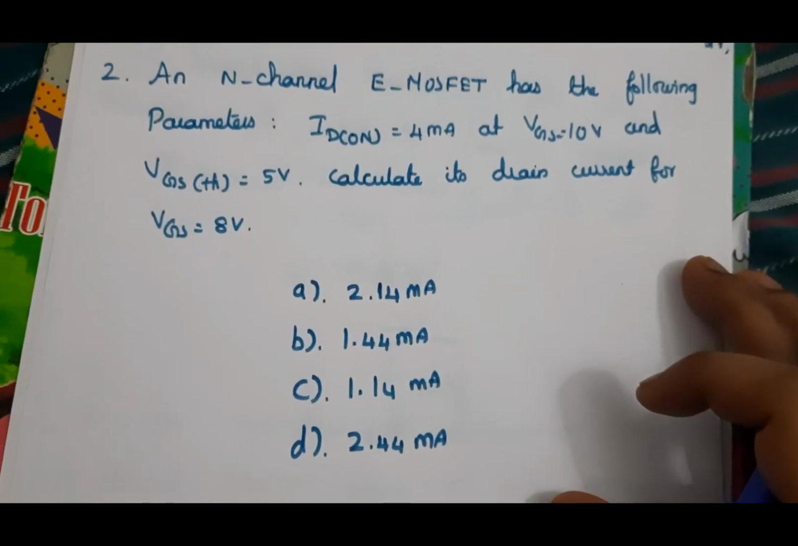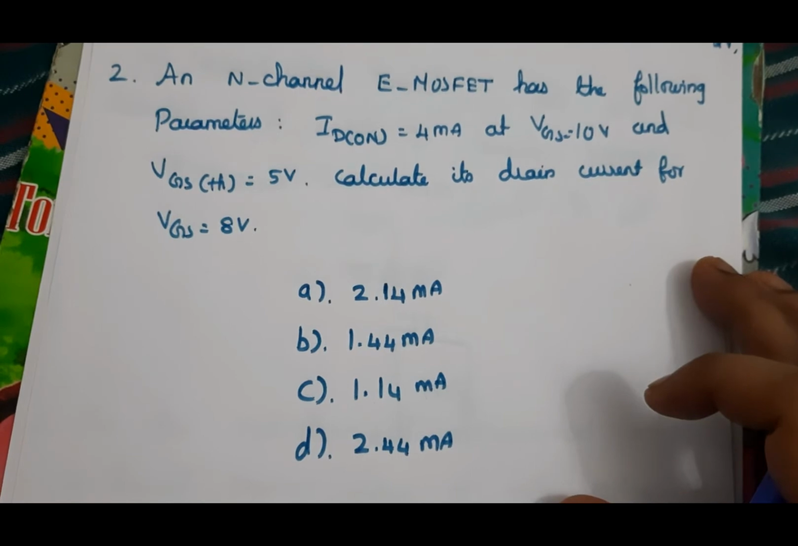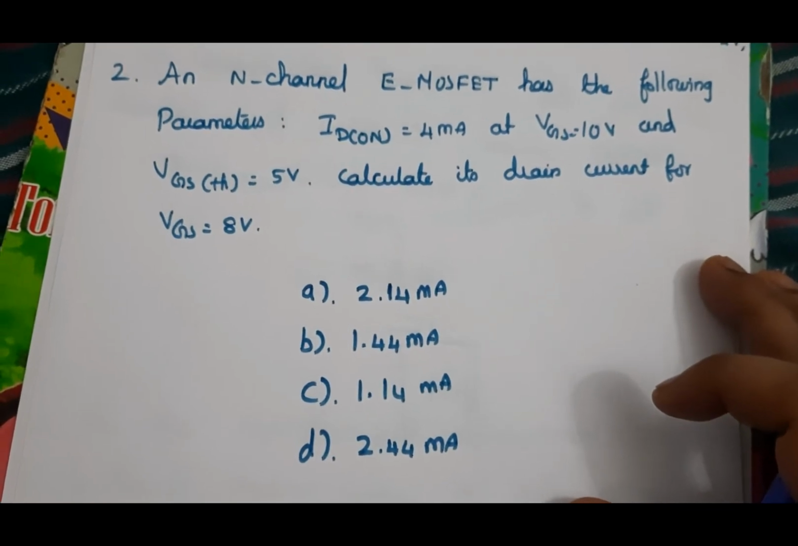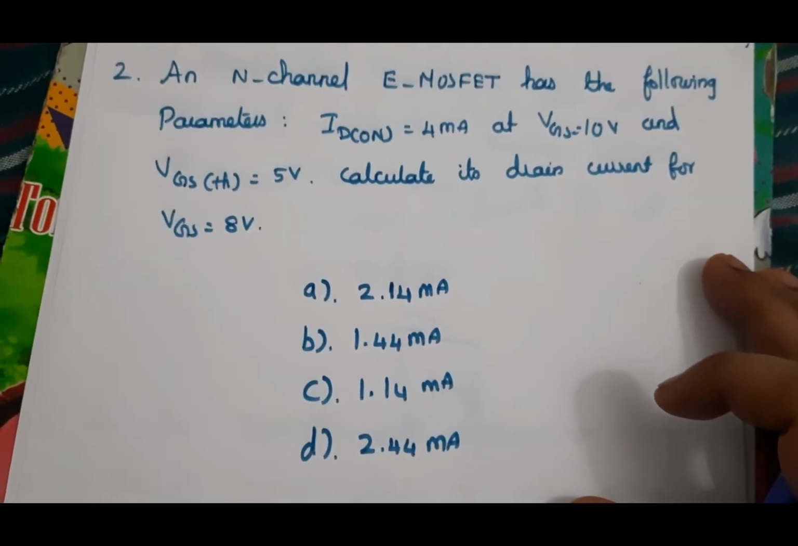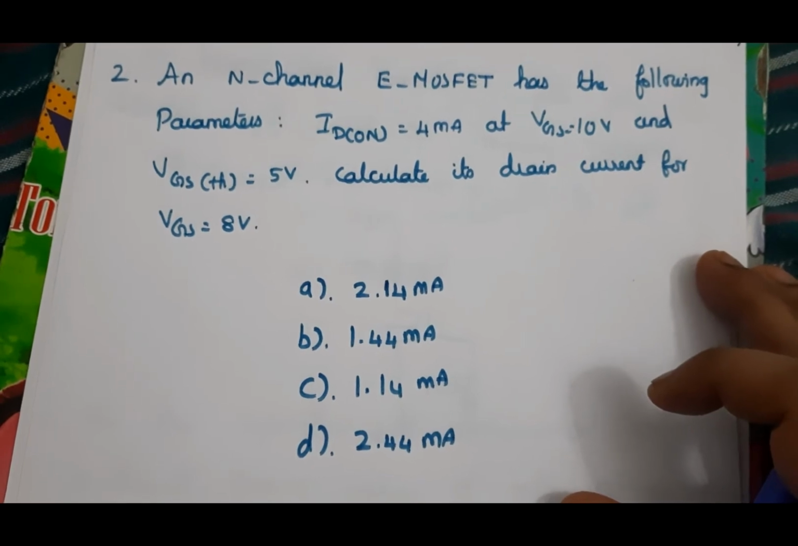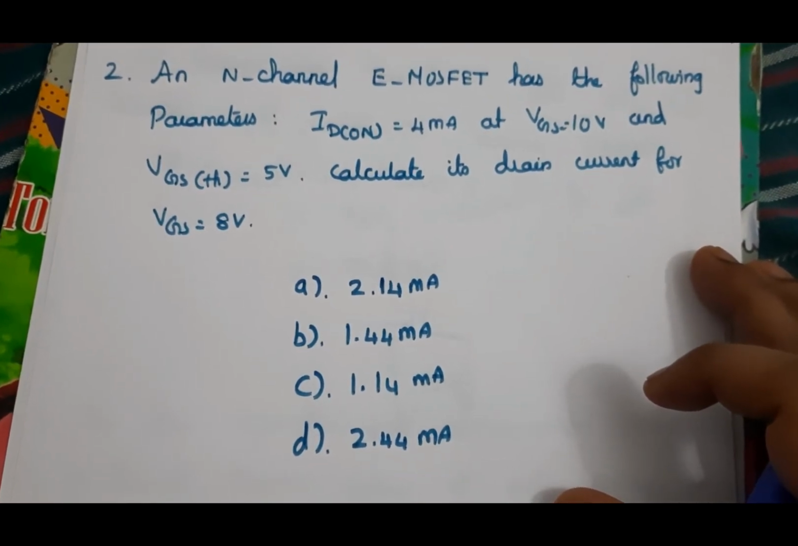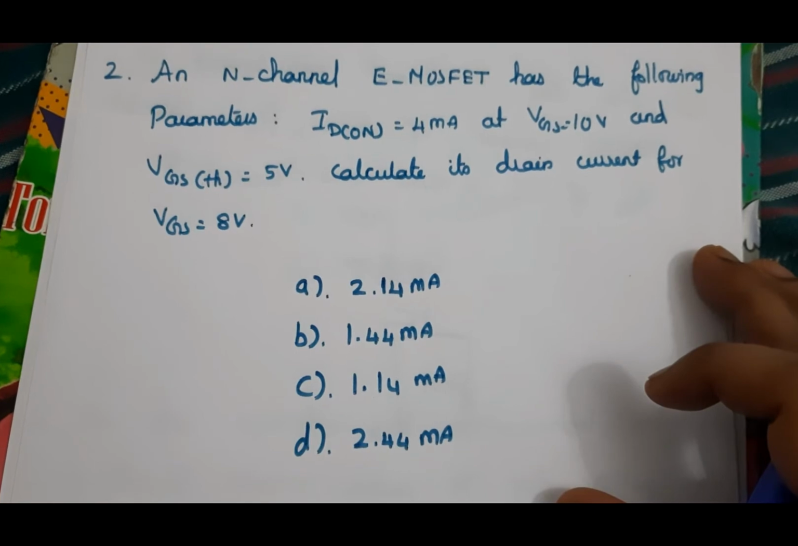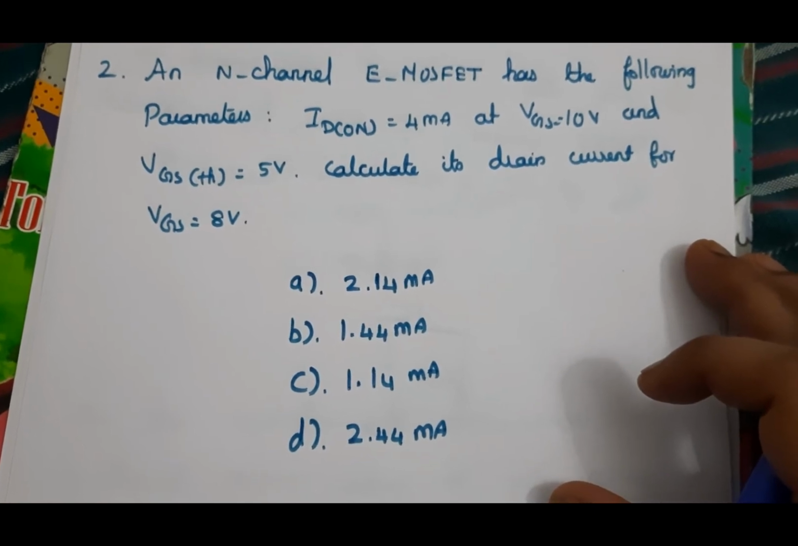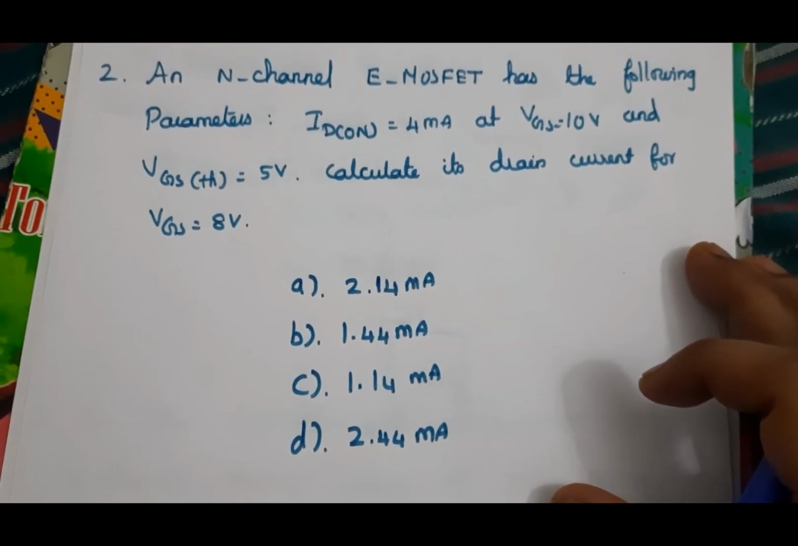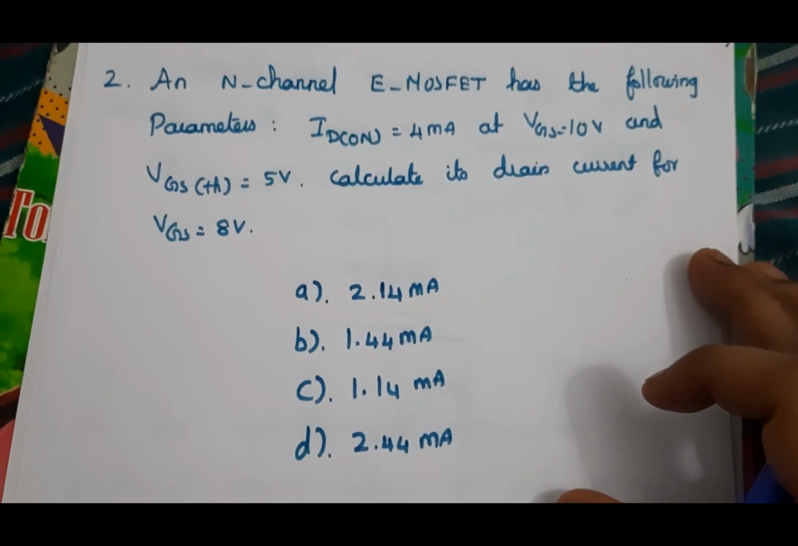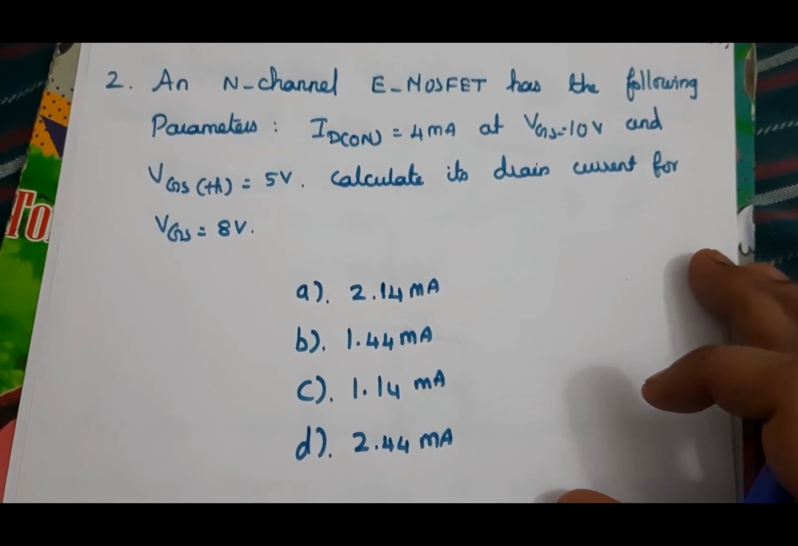Second question, an N-channel enhancement MOSFET has the following parameters: ID(on) is equal to 4 milliamps at VGS equal to 10 volts, and the threshold voltage VGS(th) is equal to 5 volts. Calculate its drain current for VGS equal to 8 volts. Find the drain current using all these parameters and find the answer.